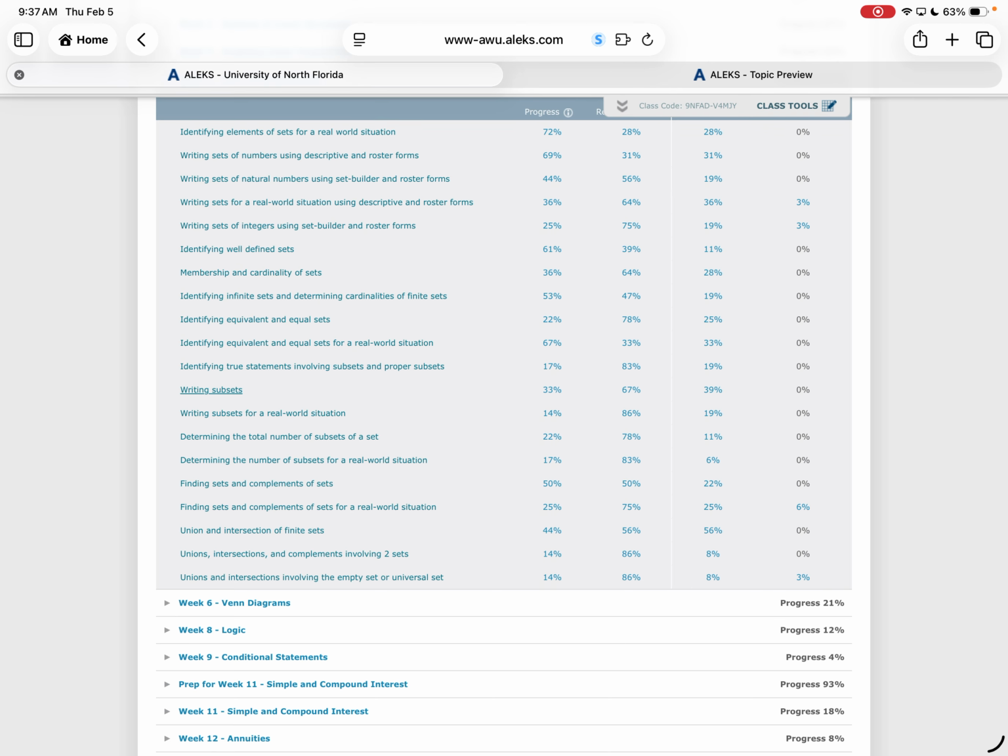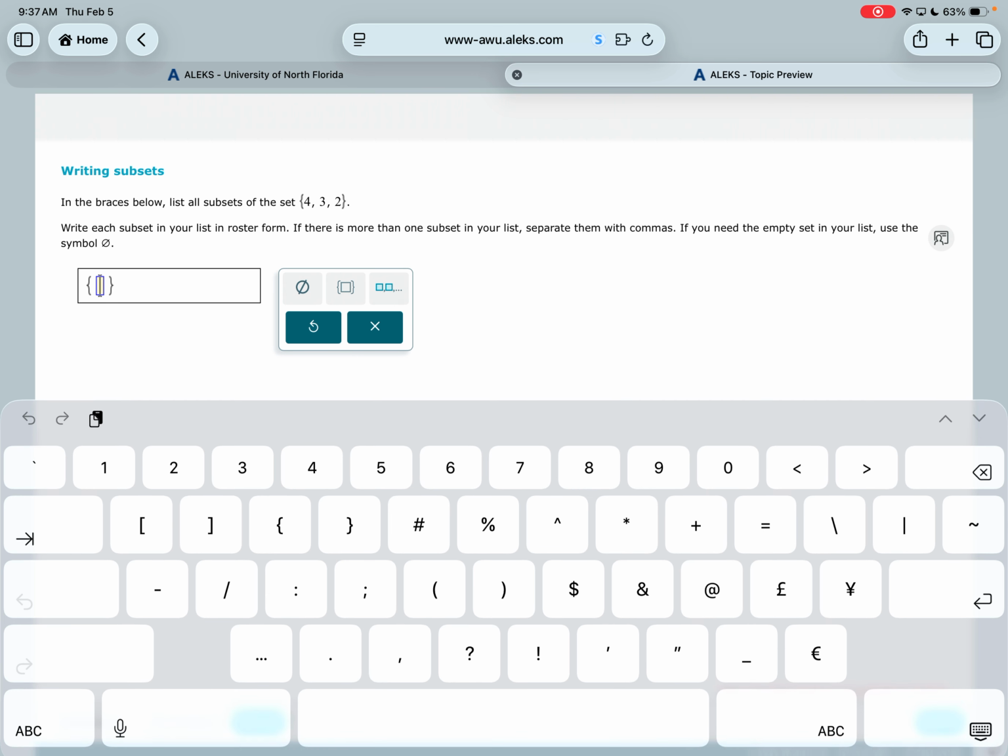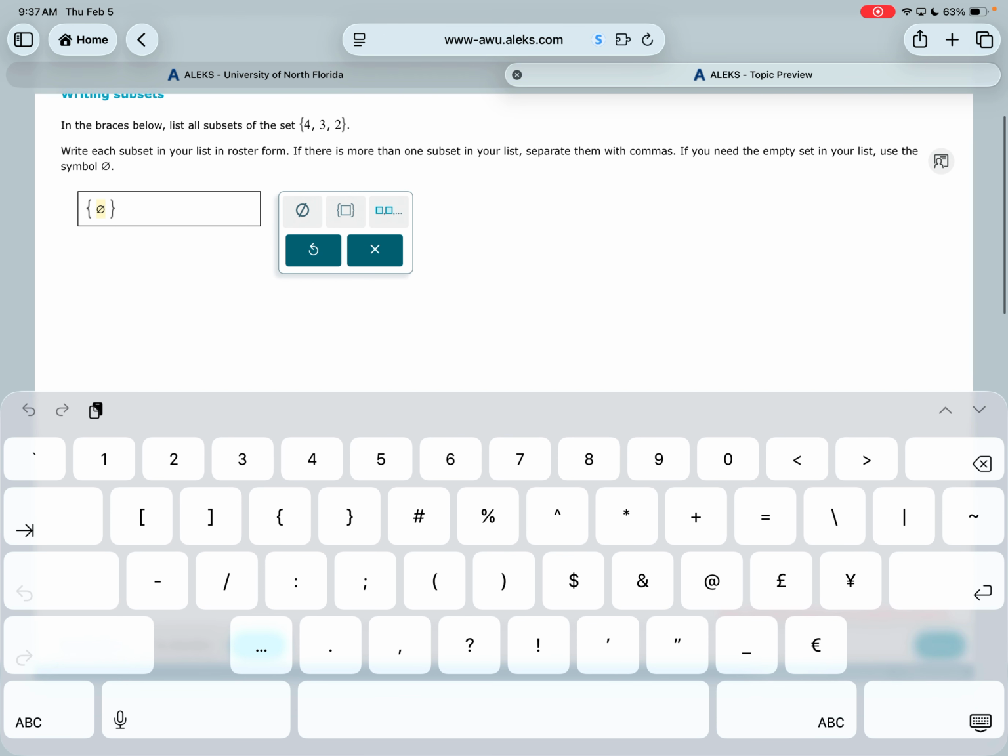So writing subsets, kind of a pain to do these. The first thing I would do is, I already kind of jumped ahead, but you've got 4, 3, and 2, right? So 2 to the third power is 8. I should be able to come up with 8 different sets. So you do the empty set, and then you do each one individually: 4, 3. Oh, I forgot to put 2. You do have to put a bracket around each of these, so it is a little bit of a pain. So that's each one individually.